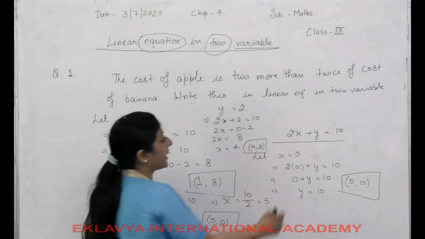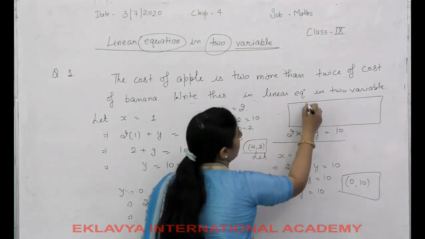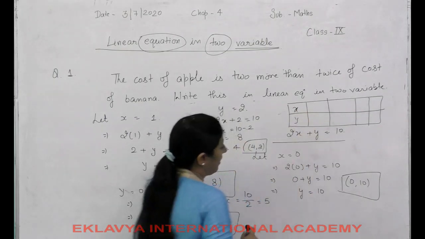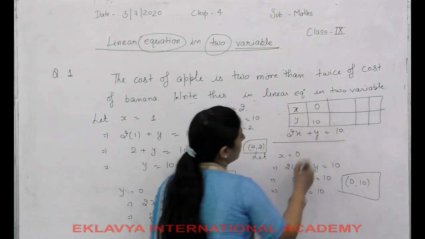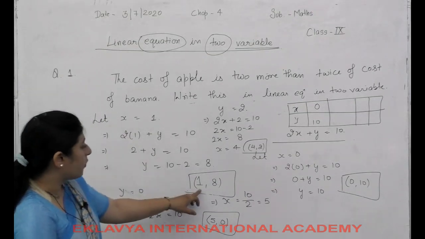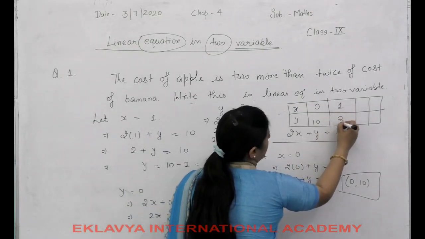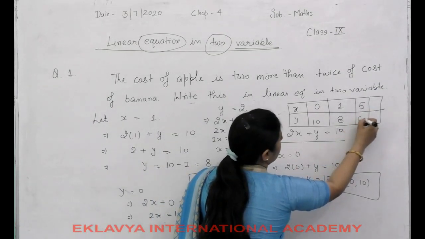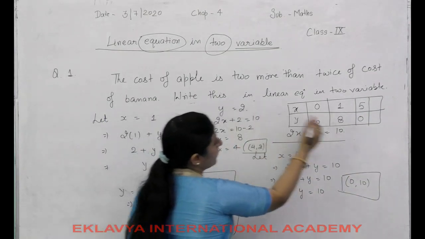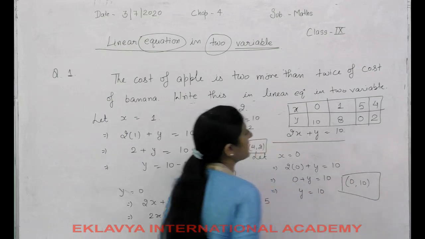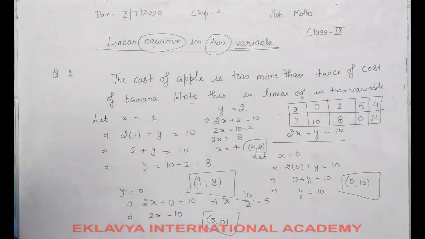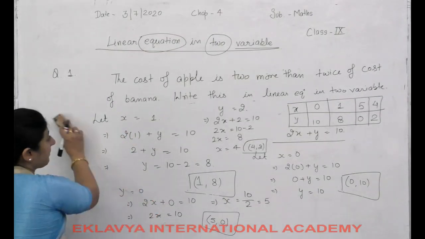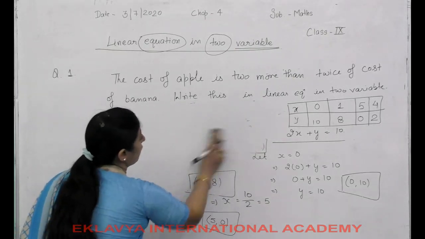In the last you write all the 4 solutions in a table. X, y: when x is equal to 0, y is equal to 10. When x is equal to 1, y is equal to 8. When y is equal to 0, x is equal to 5. When y is equal to 2, x is equal to 4. This way we show the solution of linear equation in 2 variable. Now see exercise 4.2.